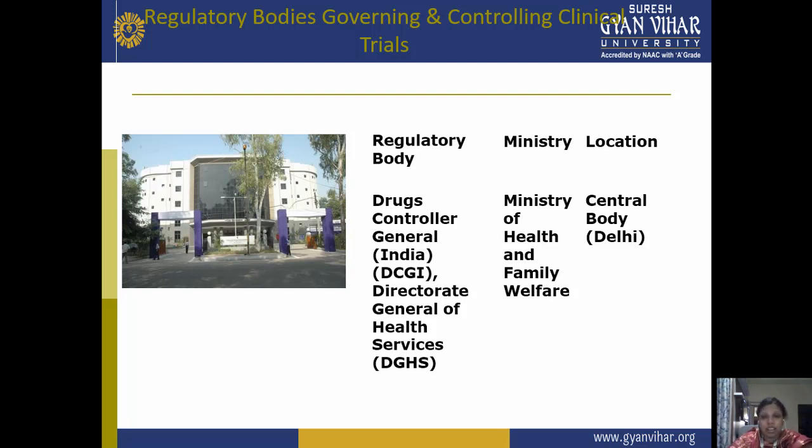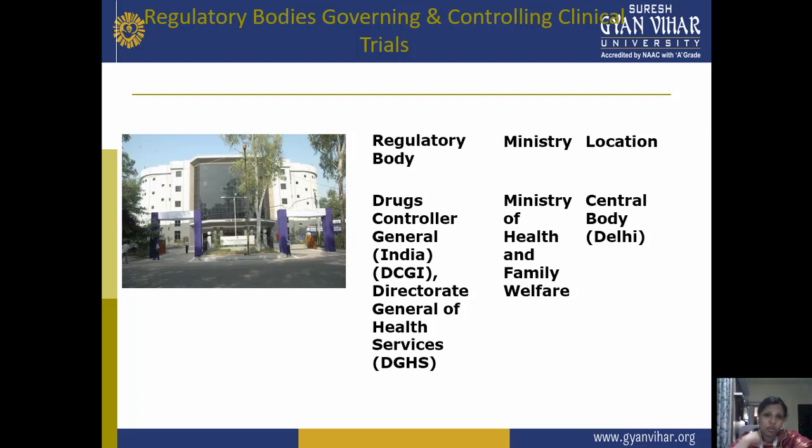Okay, so we can say that in India, the regulatory body which governs the controlling of the clinical trials is DCGI or DGHS, and DCGI as well as DGHS has the head office in Delhi. It works under the Ministry of Health and Family Welfare, MHFW के अंदर ही ये काम करेगा.